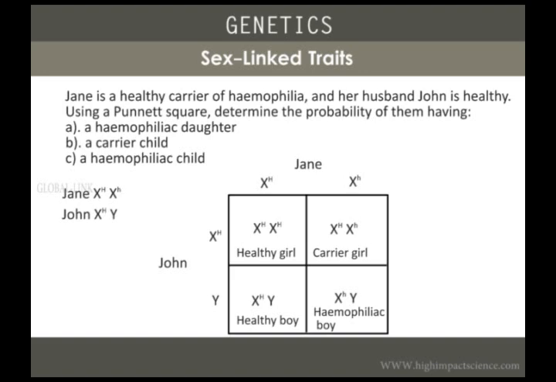And so question A, the answer is 0. There's no hemophiliac daughter. B, the answer is 25% or 1 out of 4. C, child with hemophilia, male or female. It's only 1 out of the 4, and so 25%.